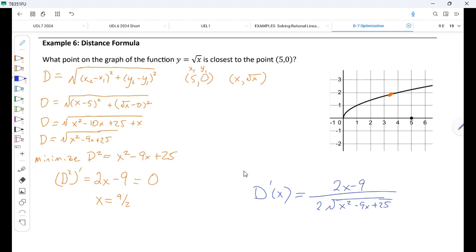It would definitely add some complications to it, but we don't need to do that because we just need to know when D prime is 0. I feel like either this ends up being outside of the domain or something ends up being a max somewhere out here. I don't remember off the top of my head. But the key is, either way, we had to find out when 2x minus 9 equals 0. So we're going to take the shortcut on our distance problems and minimize d squared instead of minimizing d.